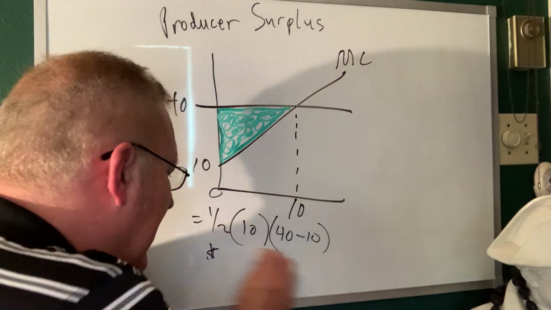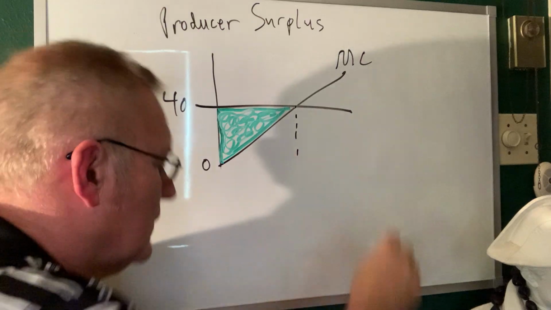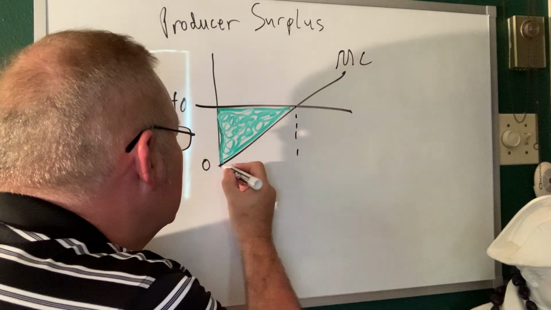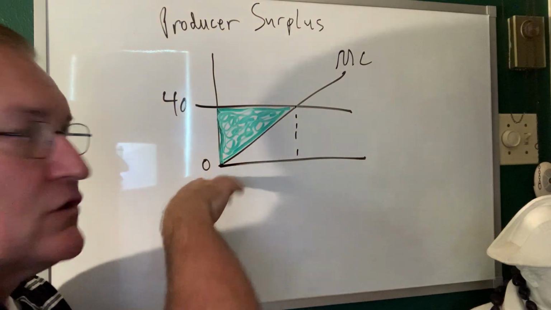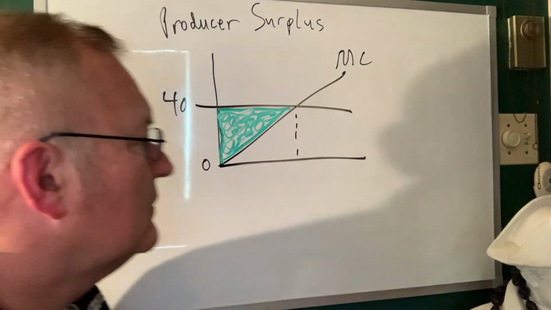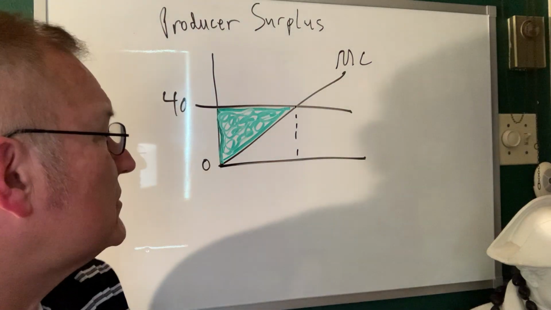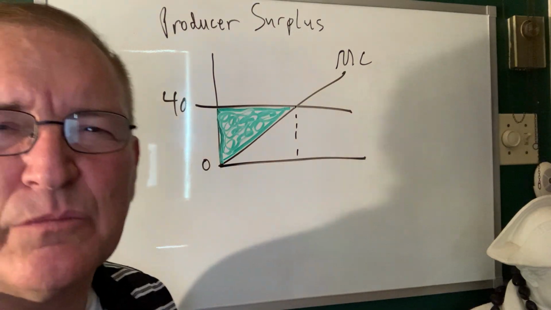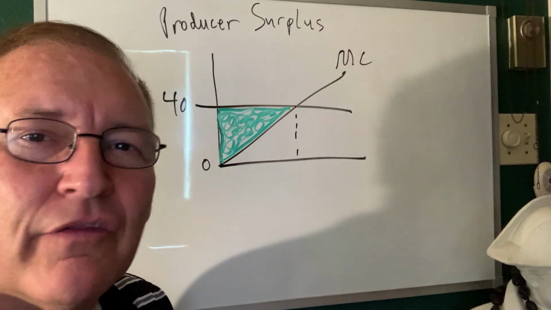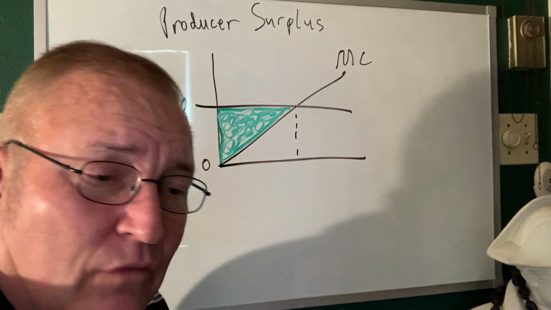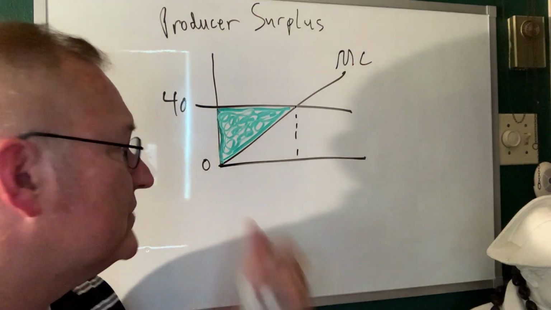This question occasionally comes up. Let's say a graph looks like this, and the marginal cost curve crosses the axis at 0. Some folks look at that and go, well, that doesn't seem real, right? Why would a seller accept 0? That doesn't seem real. But over the years, I've had several students give good examples of when this actually happens.